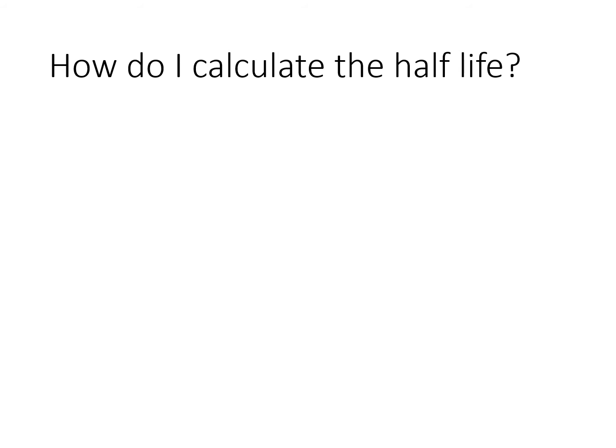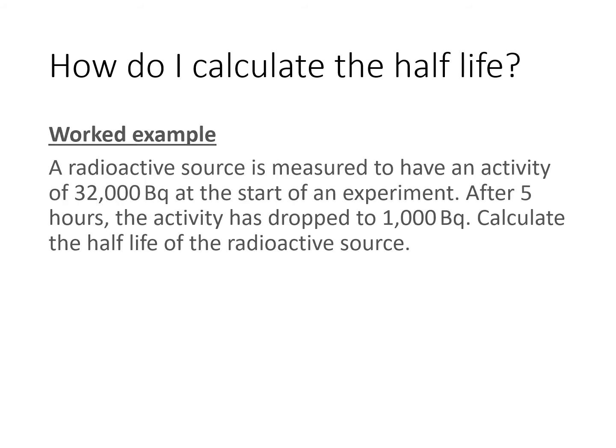So how do we calculate the half-life of a radioactive source? Well, the easiest way to show you is by doing a worked example. A radioactive source is measured to have an activity of 32,000 becquerels at the start of an experiment. After 5 hours, the activity has dropped to 1,000 becquerels. Calculate the half-life of the radioactive source.